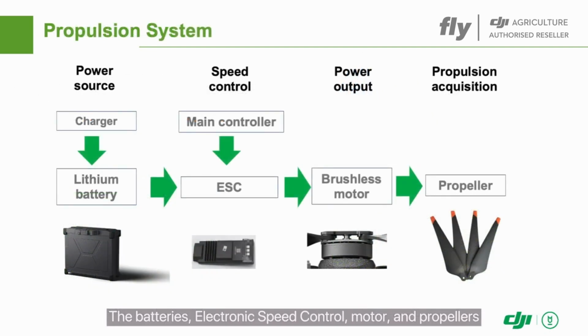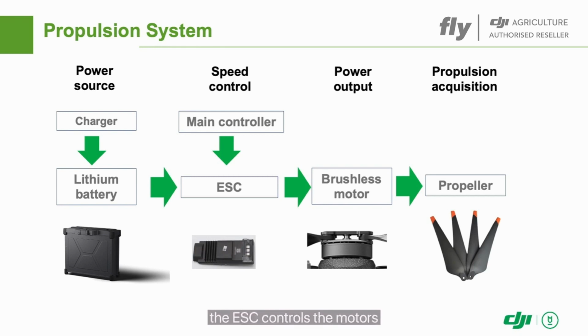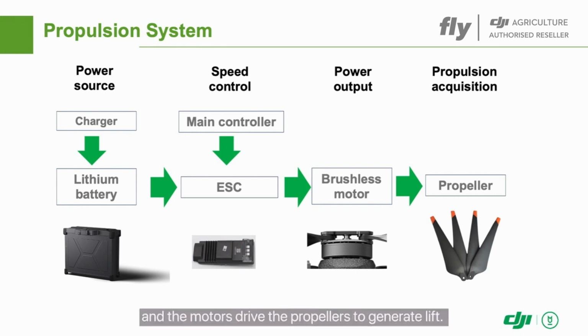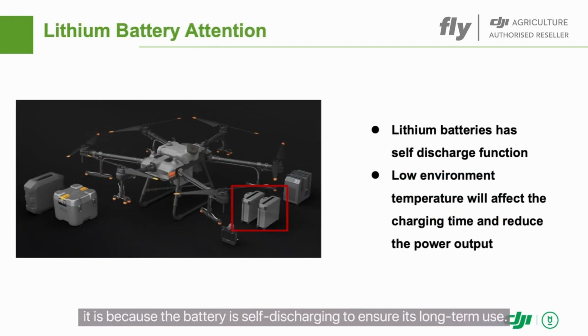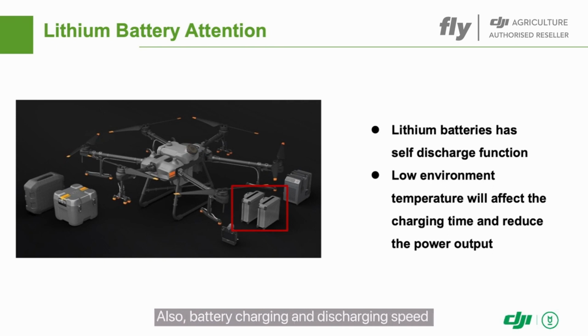The batteries, electronic speed control, motor, and propellers together make up the power system of the Agras drones. The lithium battery provides power, the ESC controls the motor, and the motors drive the propellers to generate lift. Keep in mind that the lithium battery shouldn't remain fully charged for a long time, so the smart battery is designed with a self-discharge function. If you find that the rear panel heats up, it is because the battery is self-discharging to ensure its long-term use. Also, battery charging and discharging speed will gradually decrease in low temperatures, so it might take longer to charge your battery in cold weather.